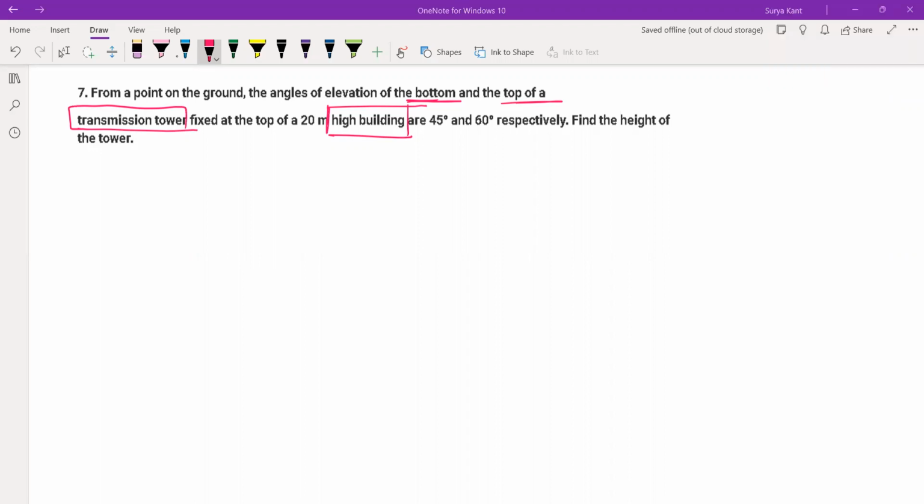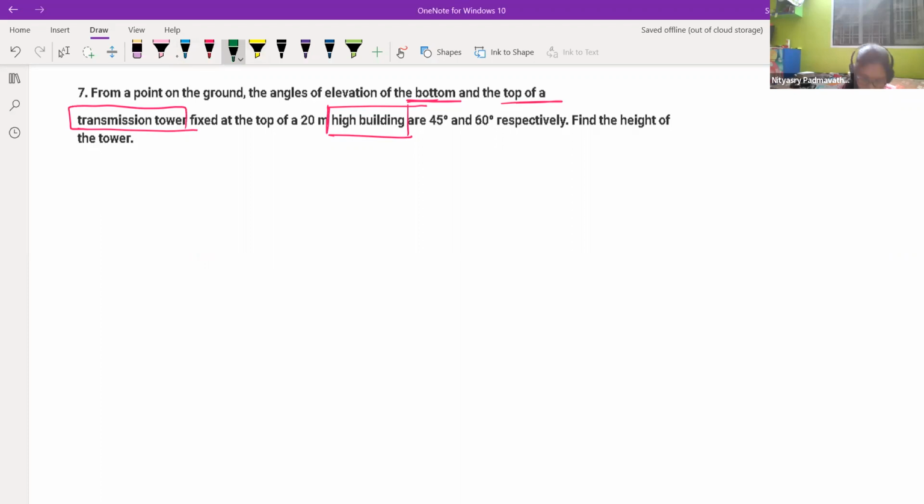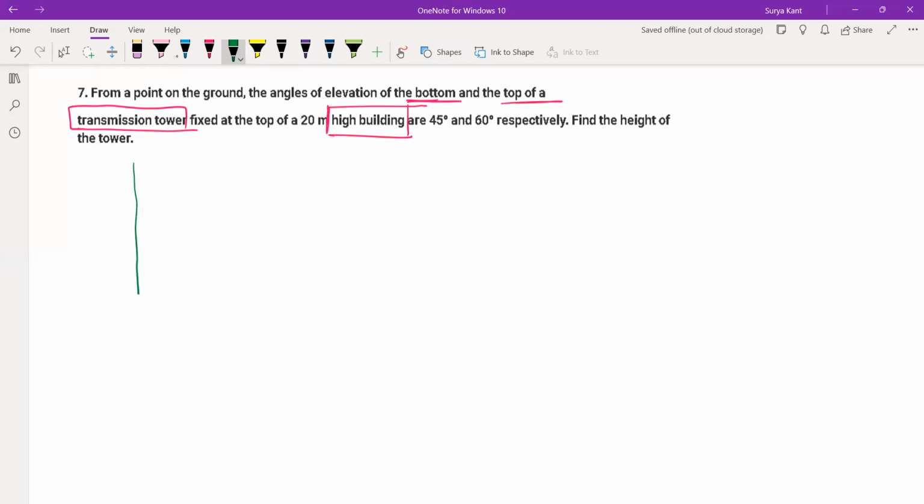Which is taller here, Nityashree? Tall building or transmission tower? Which is taller in this? High building is taller. No. Tower. Tower, like the BSNL tower you have seen. Building is always smaller than the towers. Towers are always more in height. This is tower and building. If you see, always building will be smaller.